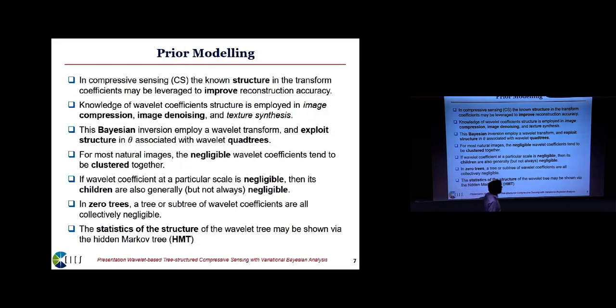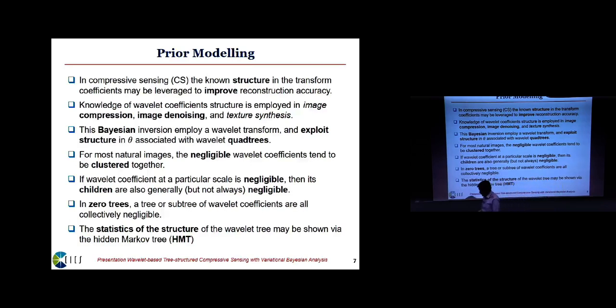So, in compressive sensing, as I said, we would like to use this structure that we have and incorporate it in the prior in order to reduce the number of measurements that are required for a good accuracy reconstruction of the signal. This has been previously used in other fields, like compressing data or texture synthesis or image denoising. And here we would like to exploit the structure of these wavelet quad trees and use them in our Bayesian inversion.